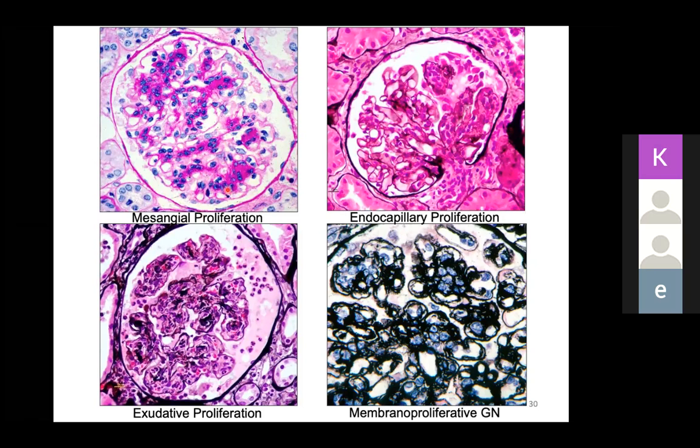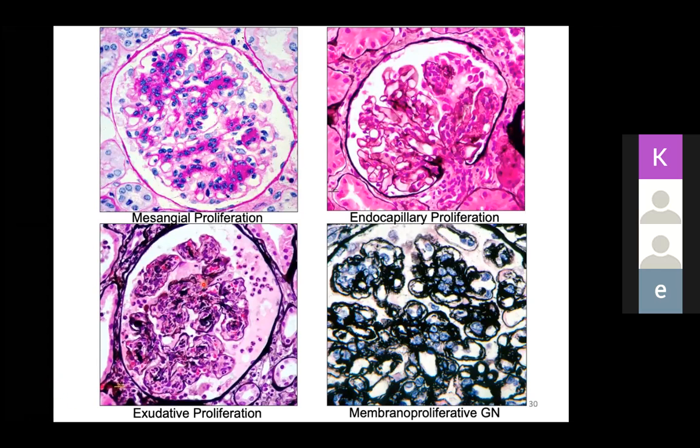So what we are seeing here is mesangial proliferation. Why did I say mesangium? Because endocapillary areas are normal. You see clear spaces here. This is endocapillary proliferation because here this area is being occupied by cells. We have cells here. So this is endocapillary proliferation.